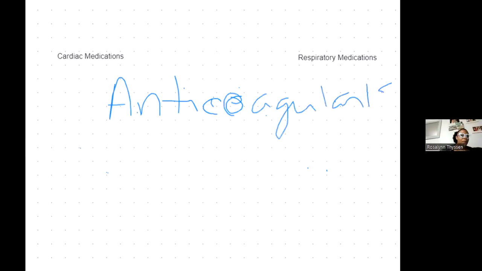All right. So we have heparin. Let's talk about heparin first. Heparin can be given IV or sub-Q, in the abdomen. What lab values am I checking with heparin?